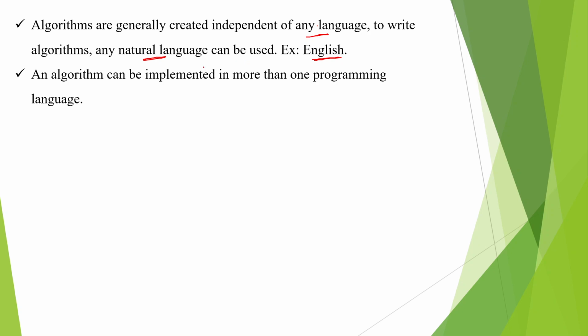So that's the reason for the last statement you read here: an algorithm can be implemented in more than one programming language. There is no programming language barrier while converting the algorithm into a program. You can use any programming language. You can use C, C++, Java, Perl, anything. Okay, hopefully you understood.